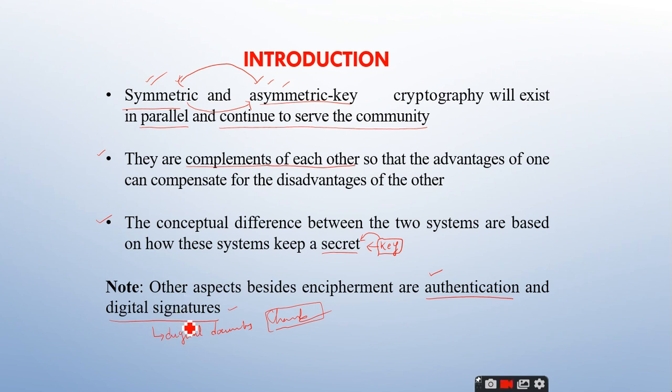So these are the two important concepts that asymmetric key cryptography supports. Other than the cryptography techniques like encryption and decryption, it also supports authentication and digital signatures. Clear?